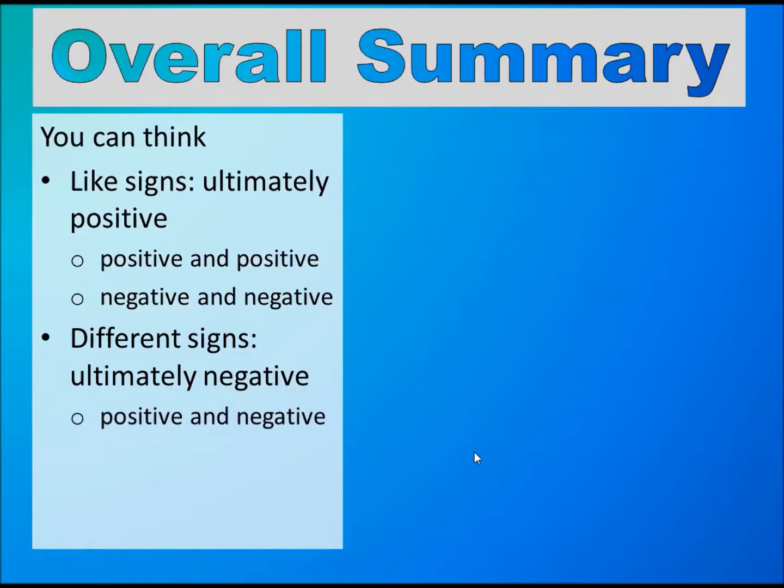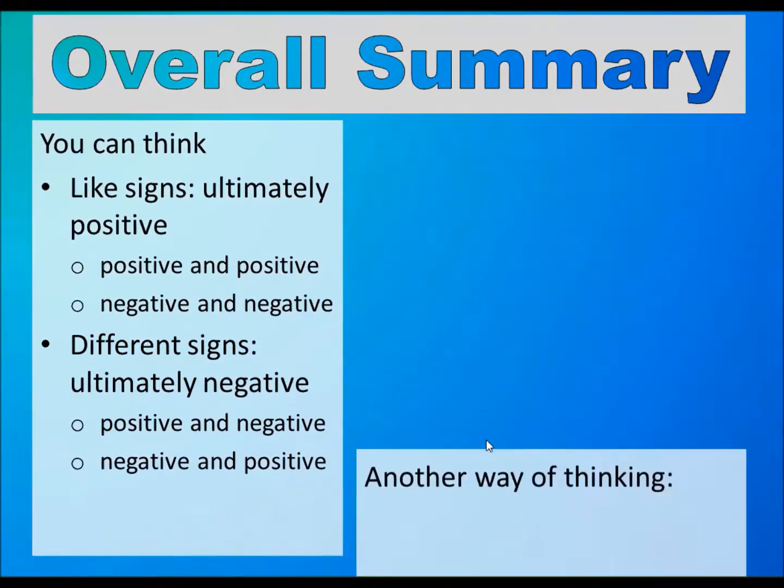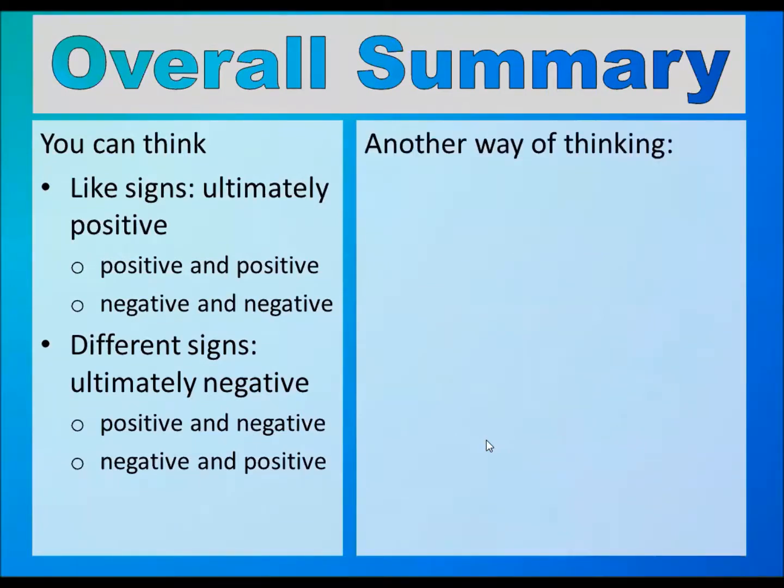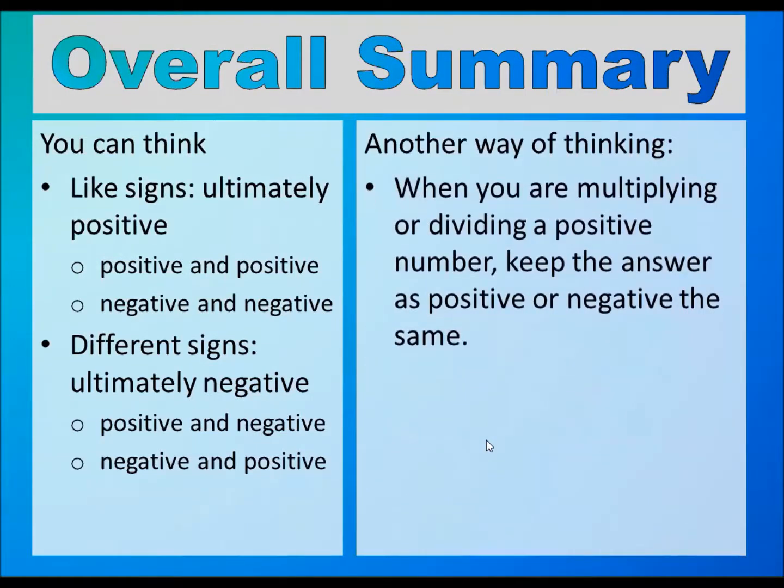For example, if I have positive and negative, the answer would be negative. If I have negative and positive, the answer would be negative because those have different signs. Another way you can think about this is that if you are multiplying or dividing a positive number, keep the answer as either positive or negative the same.